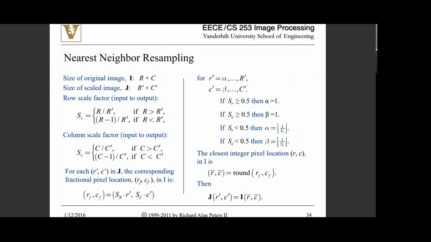Okay, so first thing is, forget about this R-1 and C-1. That is a very small detail about what happens with the borders and so on. So let's take the main idea that is this R divided by R prime. Here it is the same. It is R divided by R prime. That is a minor detail, but let's forget about it.